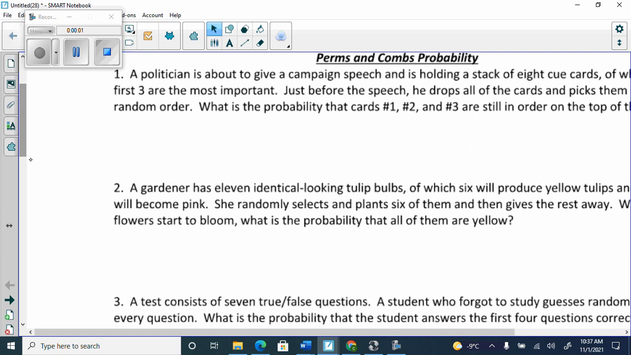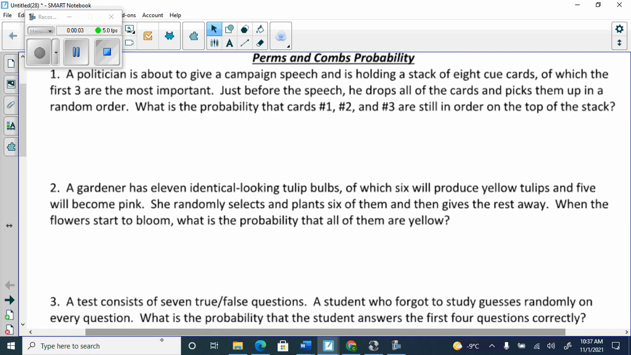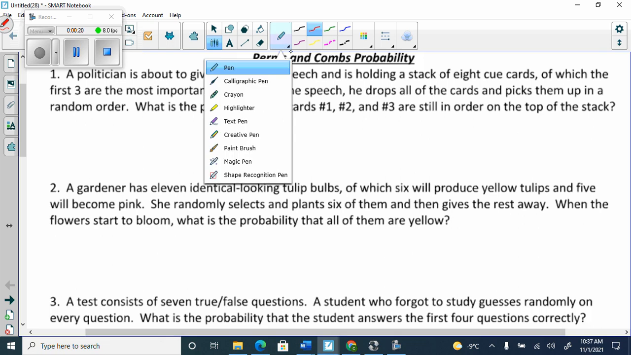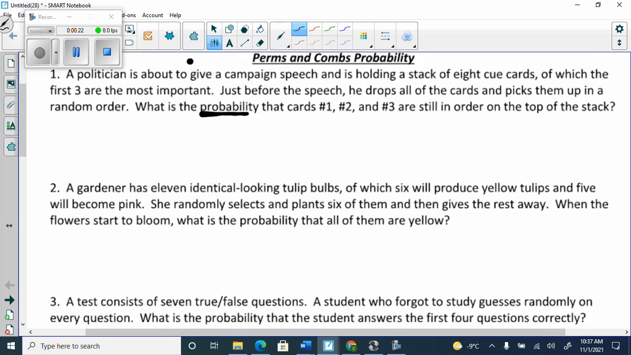In the first one, we had the stack of 8 cue cards, and the first 3 were the most important. Just before the speech, he drops all the cards and picks them up in random order. So that was the rules to top and bottom, right? 3 cards. We had 8. And then after the word probability affects just the top. So it says, what is the probability?